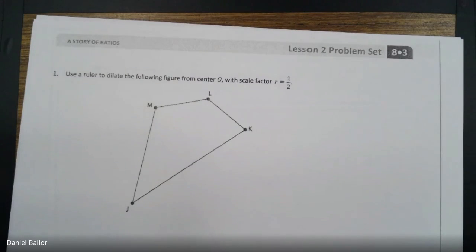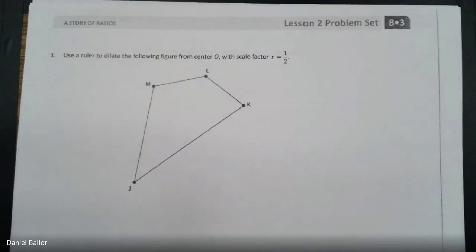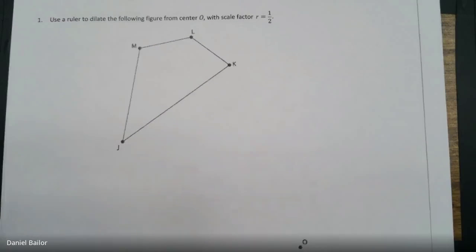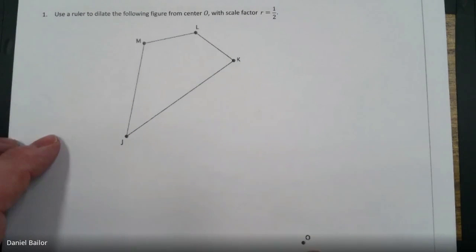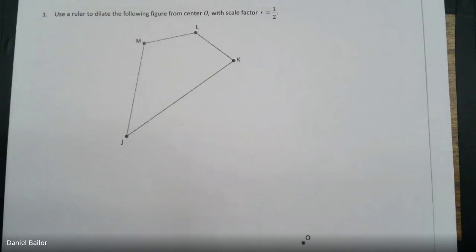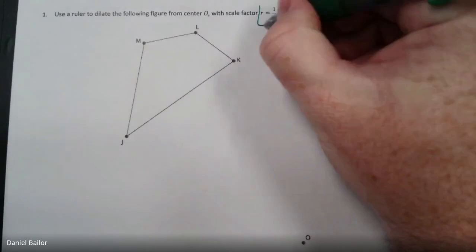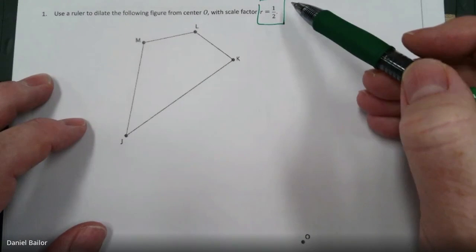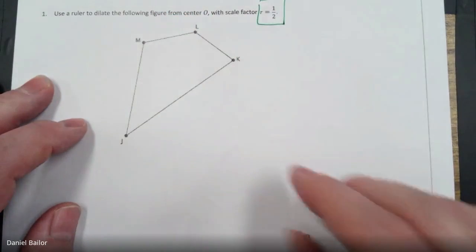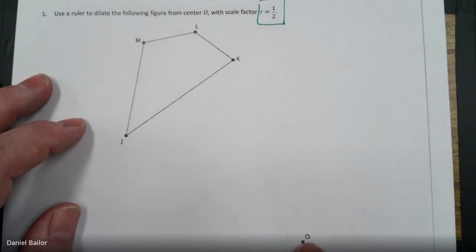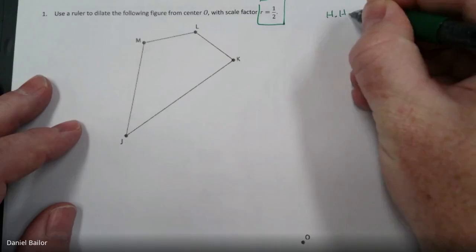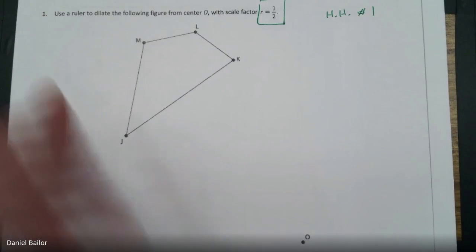So right now, number 1 on the problem set says use a ruler, which is how I show you, to dilate the following figure from center O, and center O is down here, with the scale factor R equals 1/2. Which means the scale factor is less than 1, so you are shrinking this. So this is a quadrilateral that you are making smaller. So remember, homework helper number 1 will show you how to do that. It shows you how to shrink it.